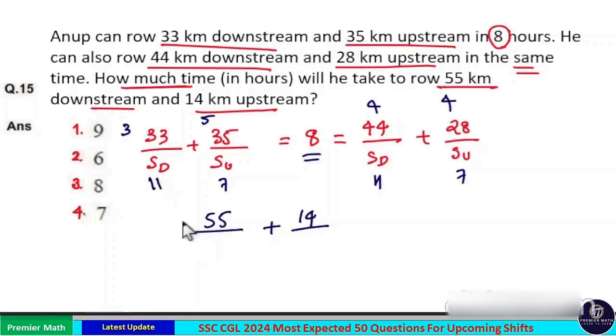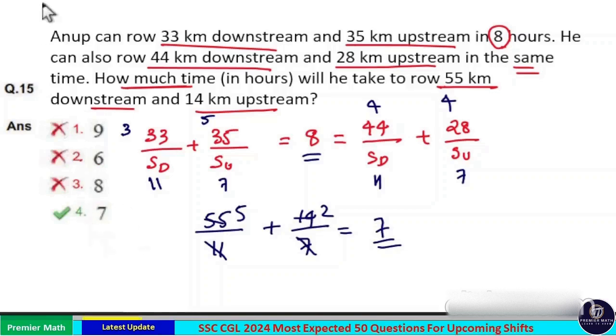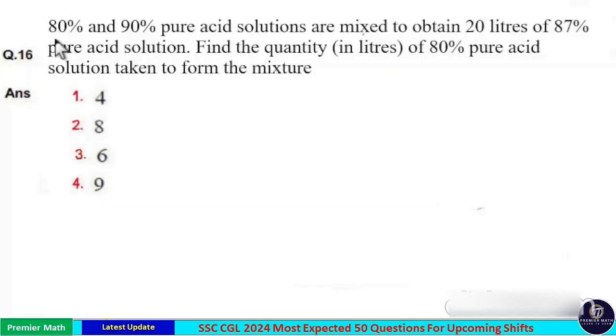So, here downstream speed is 11 and upstream speed is 7. Now, time taken is: 11 goes 5 times in 55, 7 goes 2 times in 14. So, 5 plus 2, 7. Option 4 is your answer. That is, he takes 7 hours to row 55 km downstream and 14 km upstream.